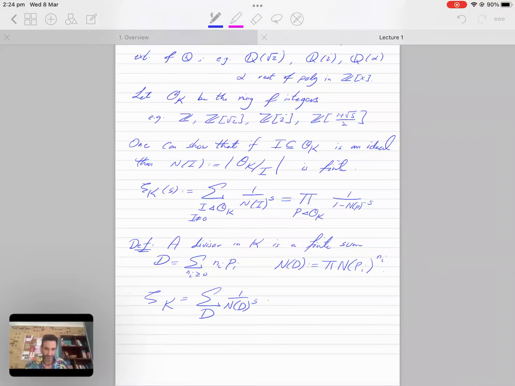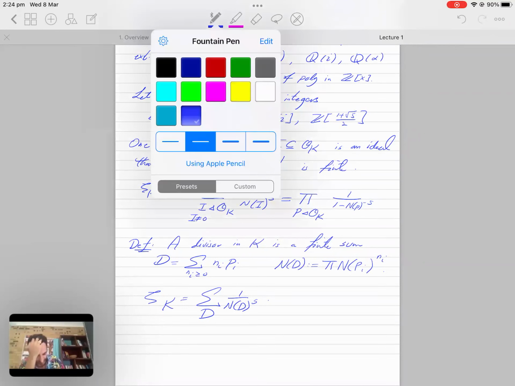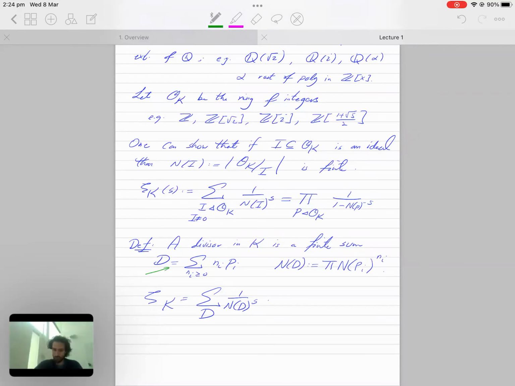Okay. And the divisor, it lives in O_K, right? It's a sum of prime ideals. So each prime ideal lives in O_K, but it's a formal sum. So I don't mean that you take the sum inside O_K. It's a formal sum. So I'm not adding ideals inside O_K. I'm just thinking of them as a formal sum.